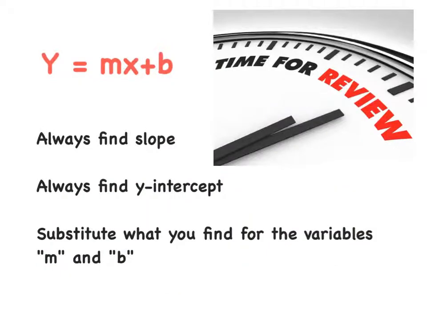Quick recap. Remember, y is equal to mx plus b. This is the formula that you need to memorize. Always find the slope. Always find the y-intercept. Slope is equal to m. Y-intercept is equal to b. Once you find those, you substitute what you find for the variables m and b, and that is your slope-intercept form equation.